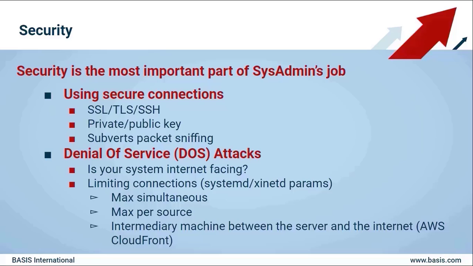And a lot of times what companies do is they put an intermediary machine between the server and the internet. For example, we do this with AWS CloudFront. So for example, if the server that the customer or users are connecting to becomes overwhelmed, then you can switch it out for another machine that still goes to the correct backend machine.